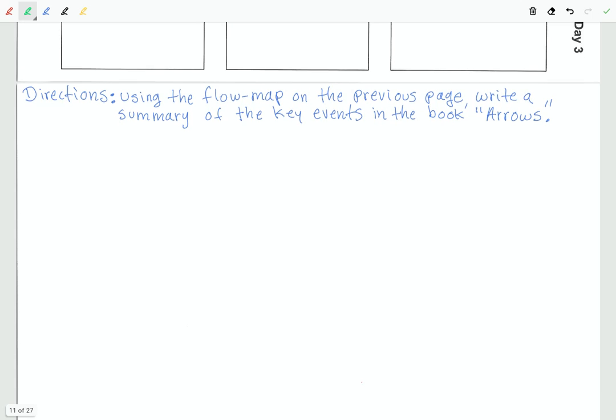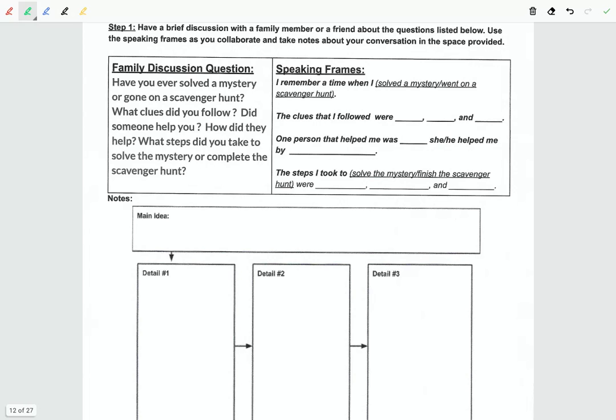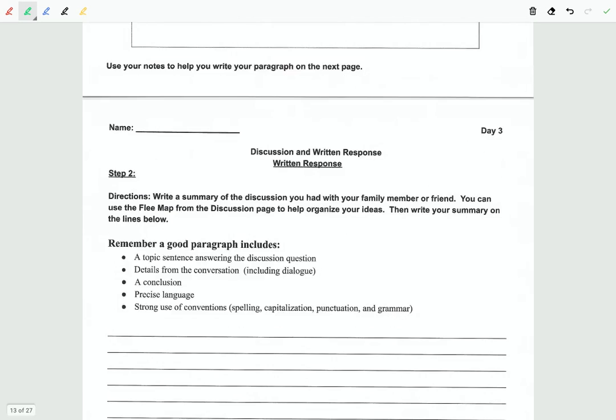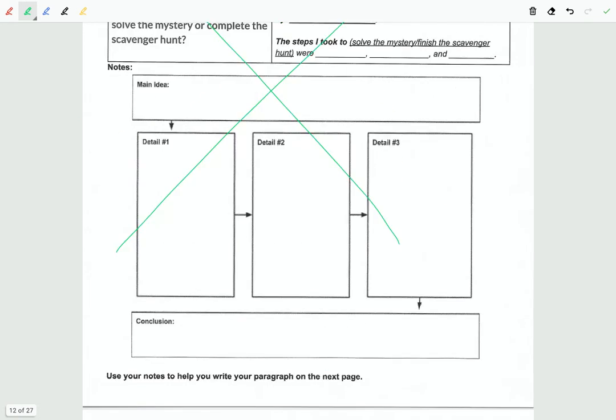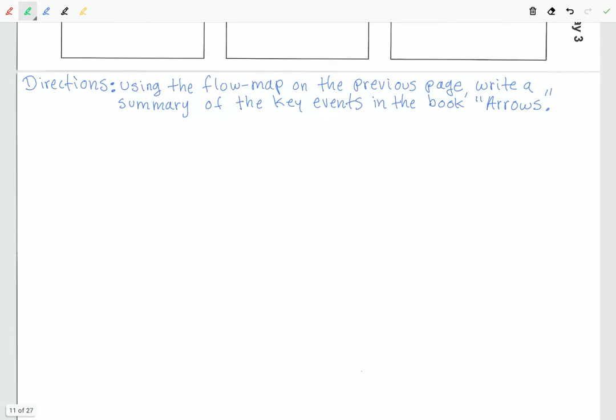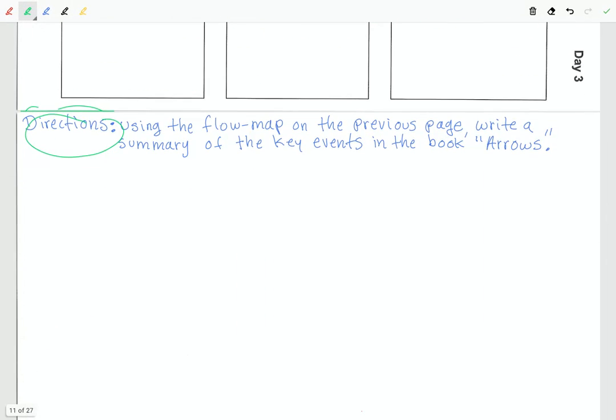And then the last task, I believe, for day 3, it is the last one, because in your packet and in the directions, it says that you may leave this out, so you don't have to do this part. Instead of doing this, we wanted you to use, here are the directions right here. It says, using the flow map on the previous page, in other words, using this flow map, write a summary of the key events in the book Arrows.